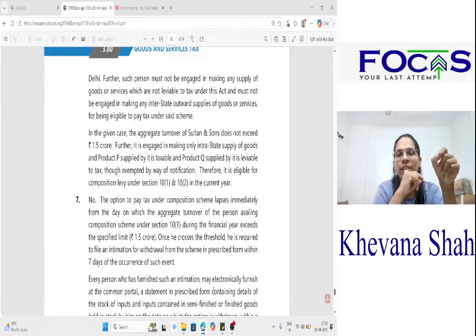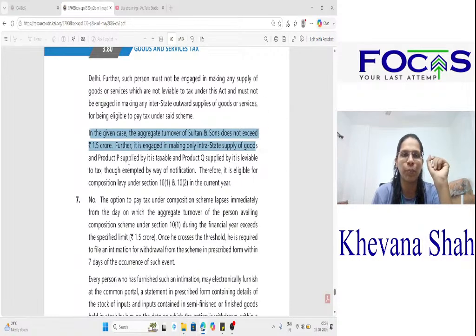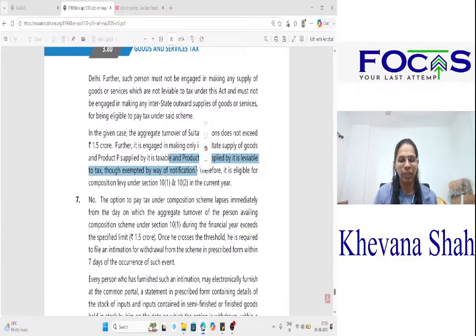So in this case, since all the conditions for opting for the composition levy are being fulfilled, Sultan and Sons is eligible for opting for the composition scheme. In the given case, the aggregate turnover of Sultan and Sons does not exceed 1.5 crores. Further, it is engaged in making only intra-state supply of goods, and product P supplied by it is taxable. Product Q supplied by it is leviable to tax, though exempted by way of notification.